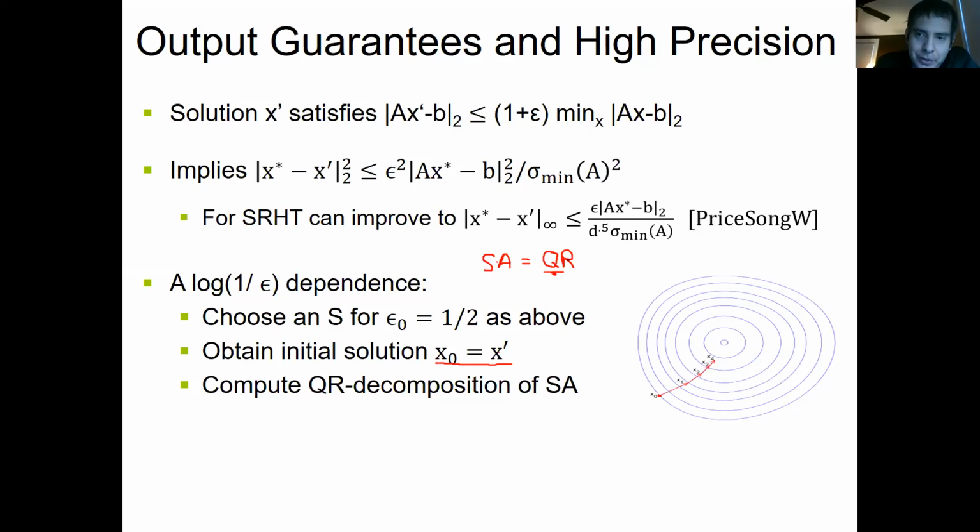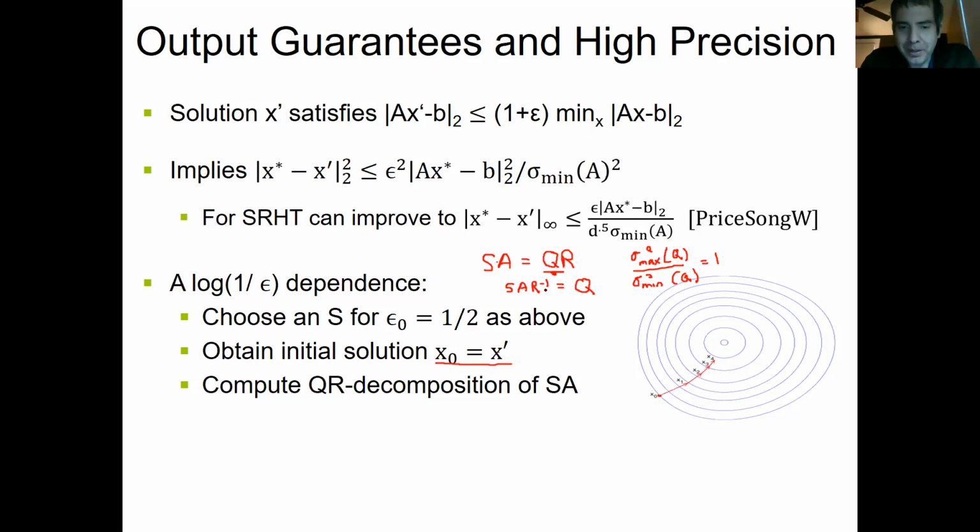And the important thing to note here is that if you look at SAR inverse, this equals Q. The important thing is that since Q has orthonormal columns, its condition number is 1. Okay, meaning that the condition number is just the ratio of the max singular value to the min singular value. And so this is a perfectly conditioned matrix, Q. So you see that R inverse serves as a good preconditioner for S times A.